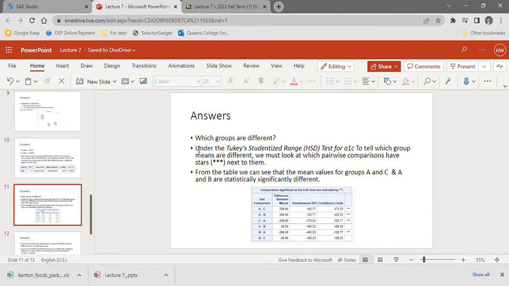What we would say is, under the Tukey's standardized range HSD test for A1C, to tell which groups have means that are different, we must look at the pairwise comparisons that have stars next to them. From the table, we can see that the mean values for group A and C and A and B are statistically different, okay? So when you have this on an assignment or on the exam, this is how I need you to start leveraging the language, right?